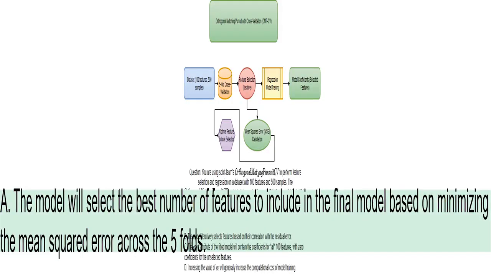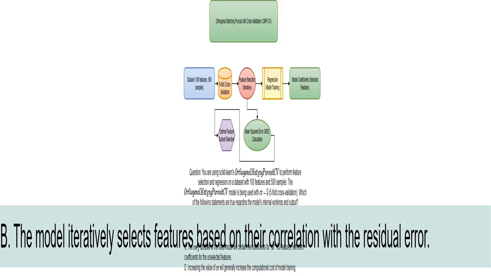Using cross-validation, the model will find the number of features that leads to the lowest average MSE across all 5 folds. This ensures a robust model not overfitting on a particular subset of the data. Increasing the number of folds in cross-validation, CV, means running the model training more times, increasing computing time.